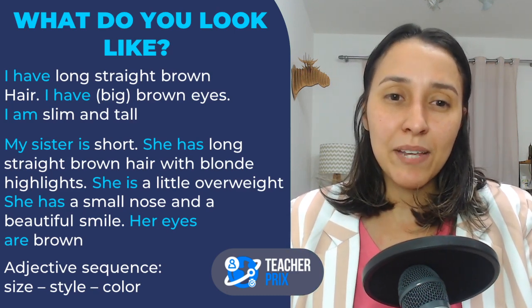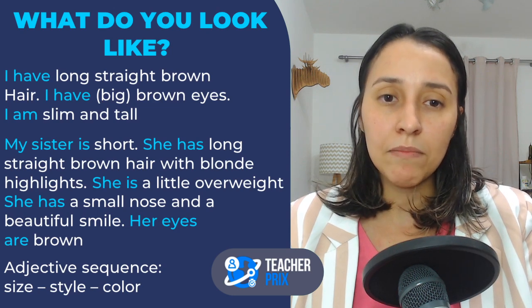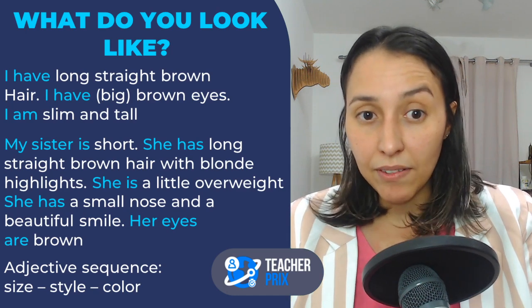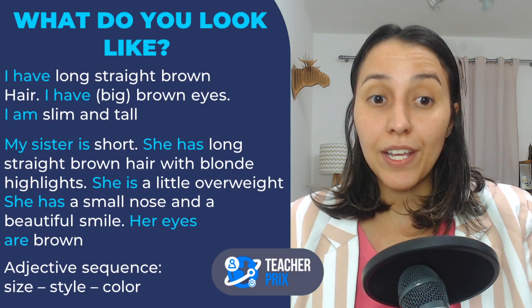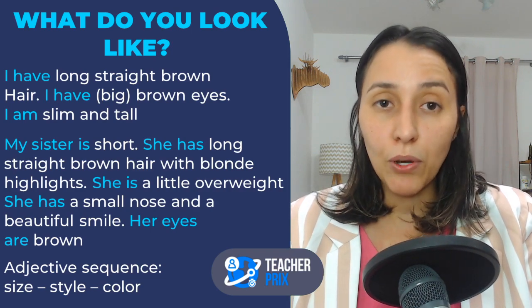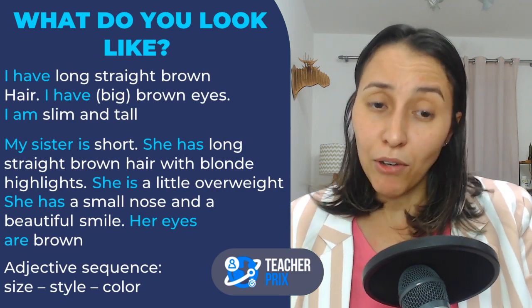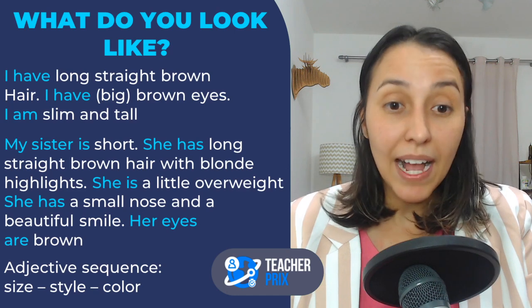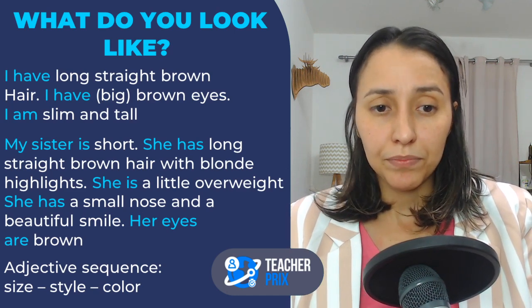So basic language. I have long, straight brown hair. I have big brown eyes. I am slim and tall. So you see, verb to be and verb have. I don't need anything else, okay? My sister is short. She has long, straight brown hair with blonde highlights. She is a little overweight. She has a small nose and a beautiful smile. Her eyes are brown. So you see, only basic language, okay?